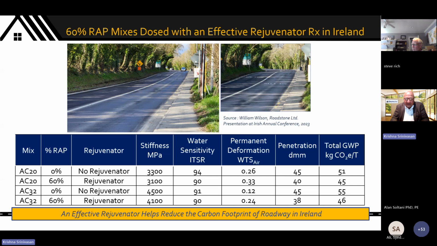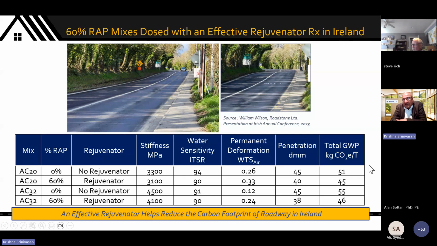So again, two cases in each, 0% wrap and 60% wrap, and they measured a variety of parameters. Permanent deformation in air is a measure of rutting. Penetration tells you a little bit about the binder characteristics, the water sensitivity, etc. I want to focus on this.